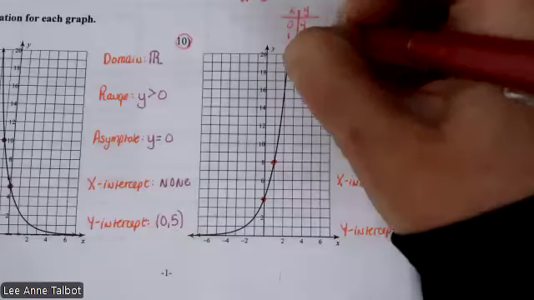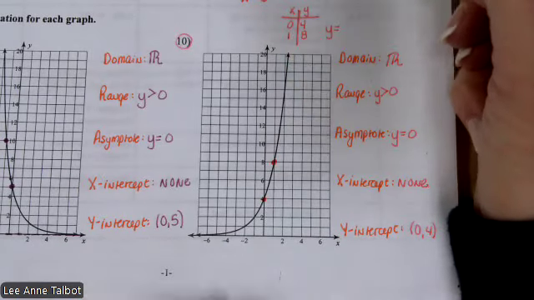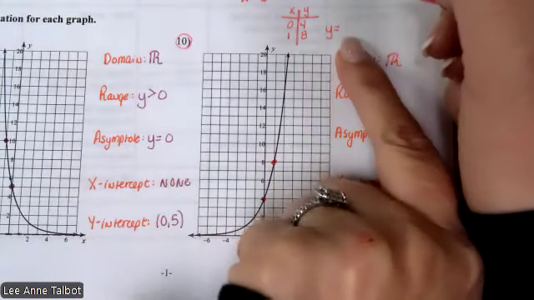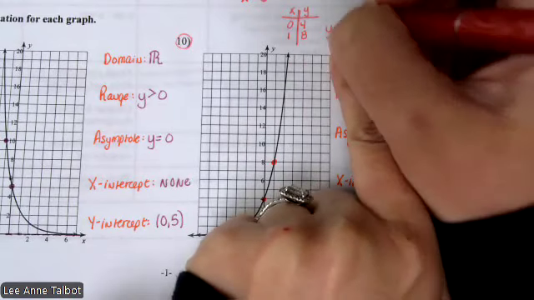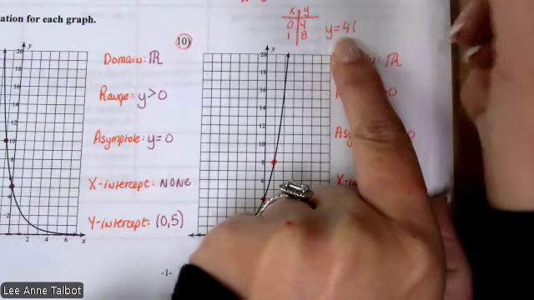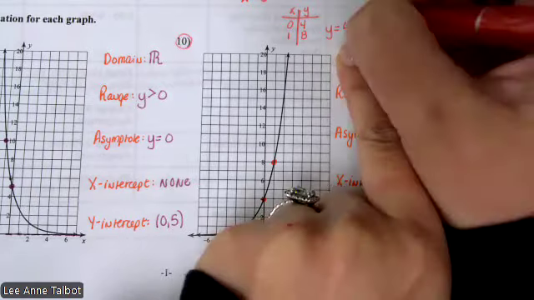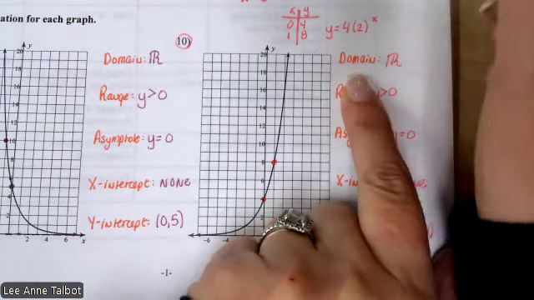Okay, so what is the equation then? Y equals, what's the start? 4. And what's the multiplier? 2 to the x. Beautiful. Great job.